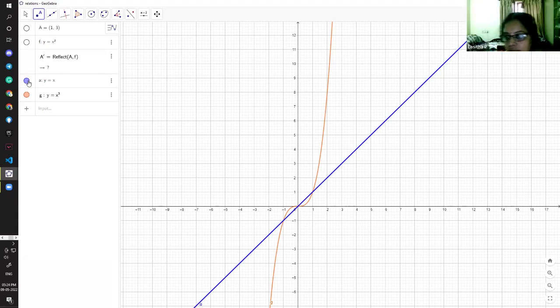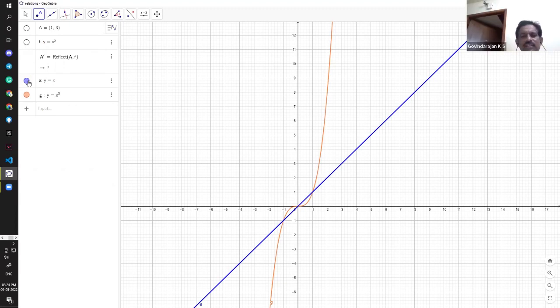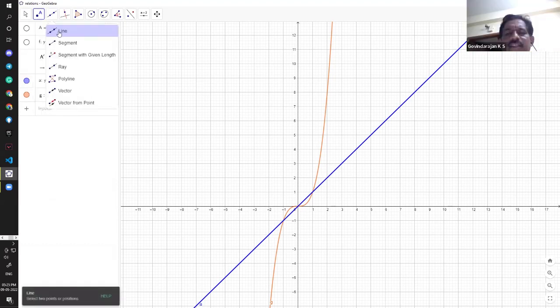So it is only the 3 points: (1, 1), (0, 0) and (minus 1, minus 1). Based on that, only these 3 points are reflexive. And we have to show that any other point chosen will not lie on the curve, so it's not reflexive. Now, symmetric.